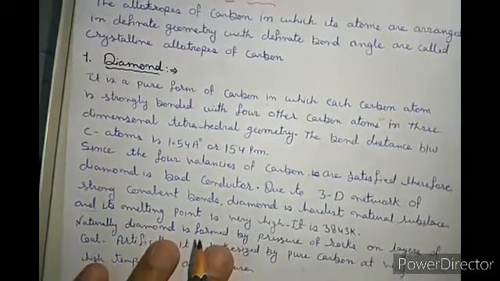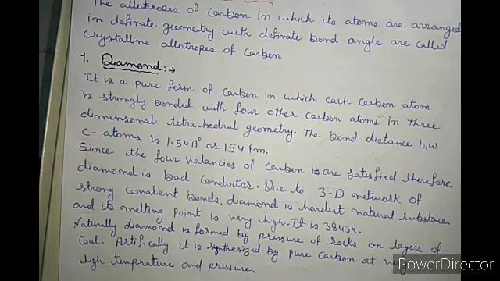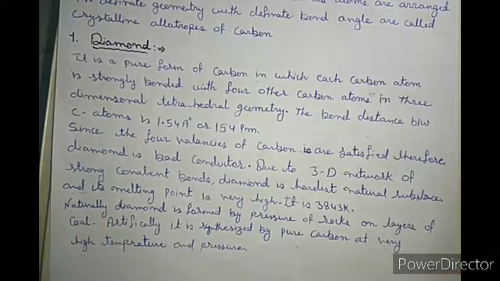Diamond is a pure form of carbon in which each carbon atom is strongly bonded with four other carbon atoms in three-dimensional tetrahedral geometry. As we discussed in the diagram, each carbon atom is strongly bonded with four other carbon atoms in the three-dimensional tetrahedral geometry.